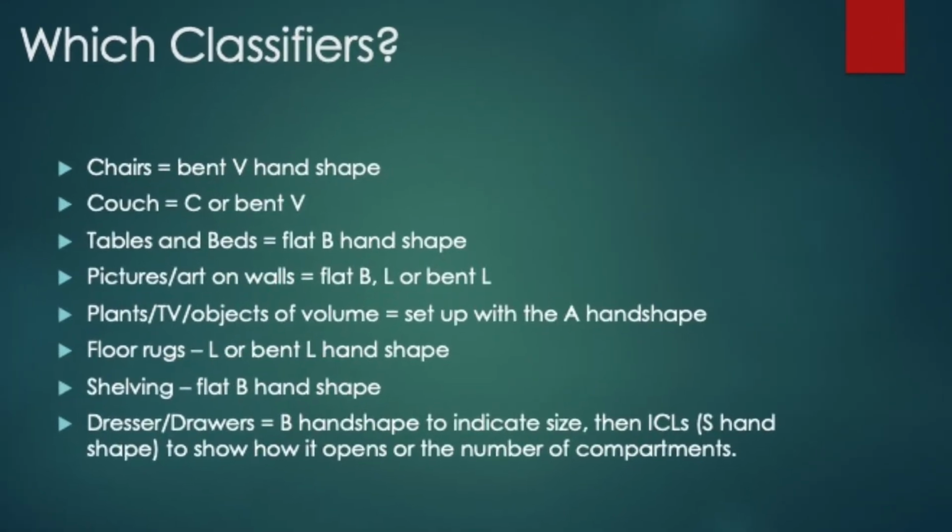Pictures or framed art can be shown with an L hand shape. Indicate which wall it hangs on. Pictures can also be shown with B classifiers, L classifiers, or bent L classifiers, depending on the shape and size. Plants use the set sign. So do televisions. Area rugs use a bent L classifier.